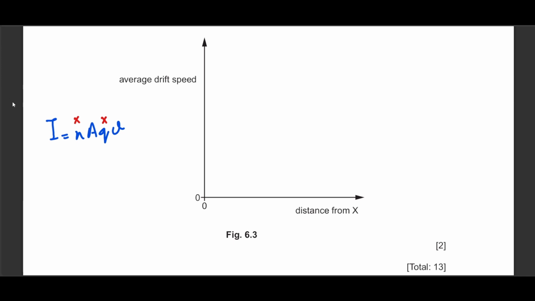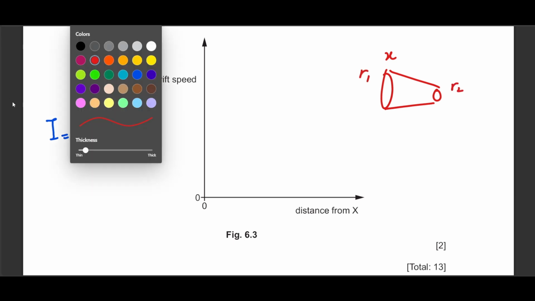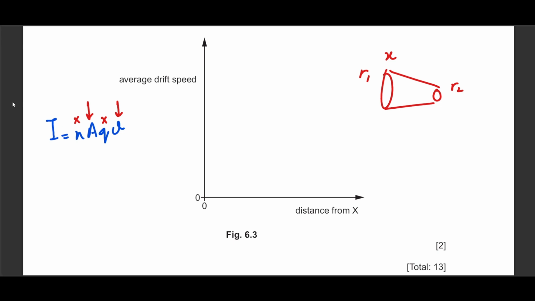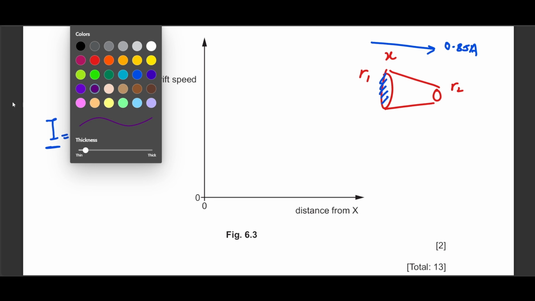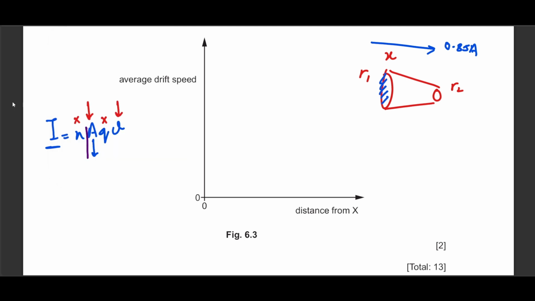You are dealing with cross-sectional area and drift velocity, because as you move away from X, for example, I'm exaggerating the view, this is point X, and this is R1, this is R2. If you're moving away from X, your cross-sectional area is decreasing. If the cross-sectional area is decreasing, to keep the value of current exactly the same, because the current through the wire is still going to be 0.85 amps, if it is supposed to carry the same amount of current and the cross-sectional area is decreasing, then definitely the value of drift velocity has to increase.